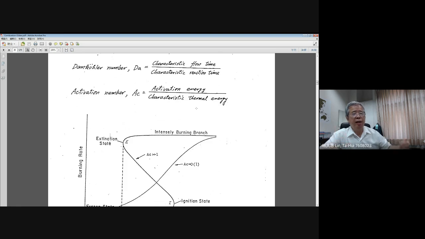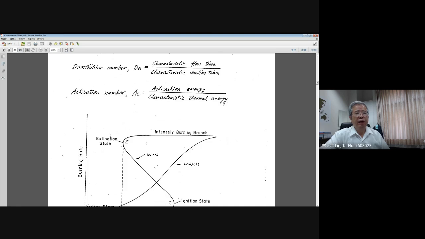And you may consider this as supplied by electric energy. However, you can see when these two energies are compared together, as I mentioned, in the combustion process the activation energy is a higher order of magnitude compared with the heat of combustion. Then this AC is a large value. Activation energy is much larger than the heat of combustion.